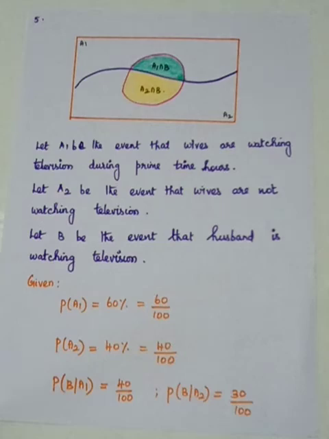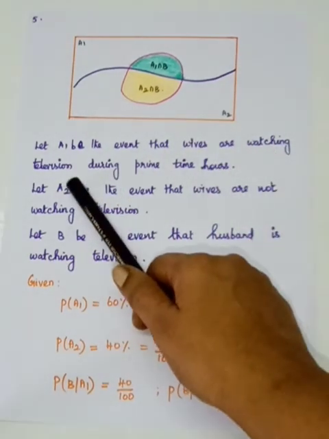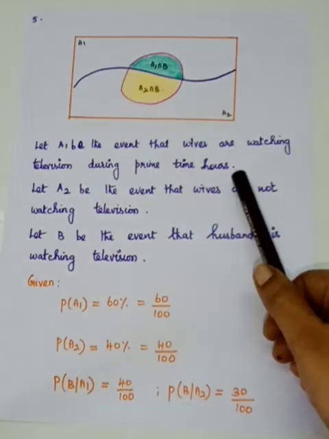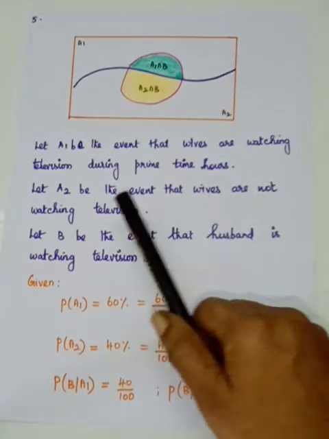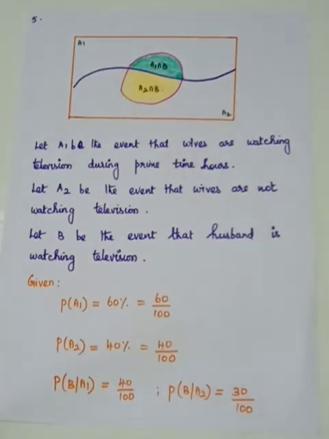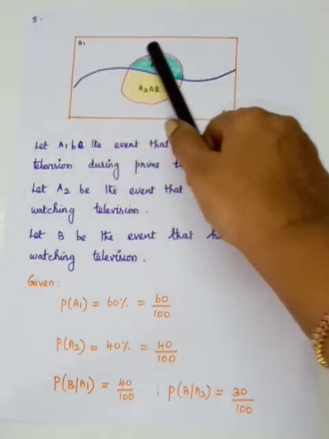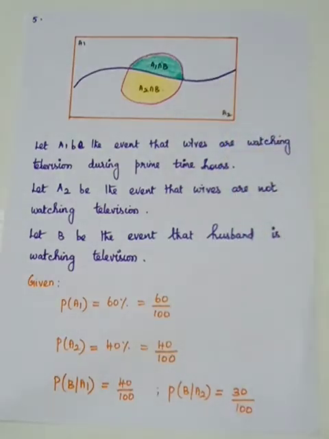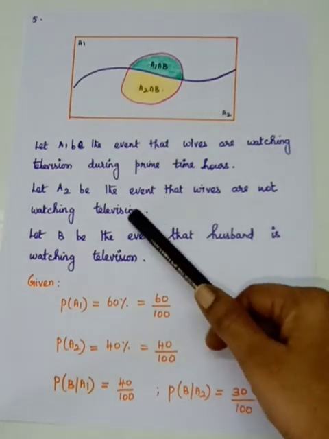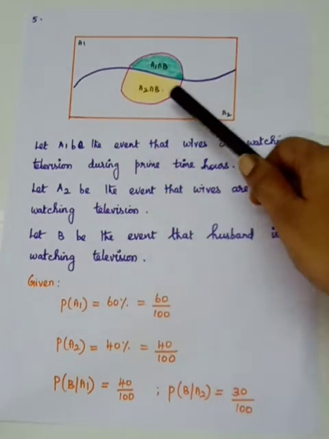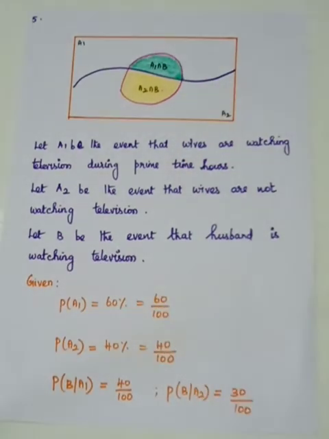You see the events here. A1 be the event that wives are watching television during prime time hours. And let A2 be the event that wives are not watching television. A1 is the event that the wives are watching television during prime time hours. This A2 be the event that wives are not watching the television. Okay, here we have to consider B. The B be the event that the husband is watching television.